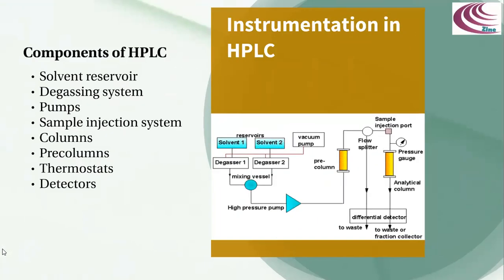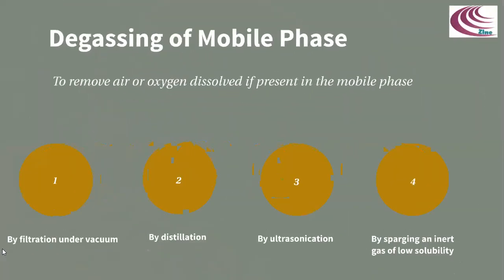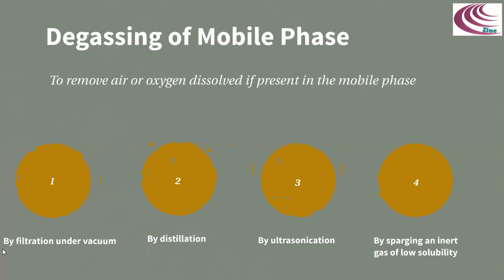Then components, already we have done solvent reservoir and degassing system. In solvent reservoir, we have seen what is isocratic elution and gradient elution. And in degassing, to remove air or oxygen dissolved, if present in the mobile phase, there are 4 ways to remove associated air or oxygen, and these are by filtration under vacuum, by distillation, by ultrasonication, and by sparging of an inert gas of low solubility.